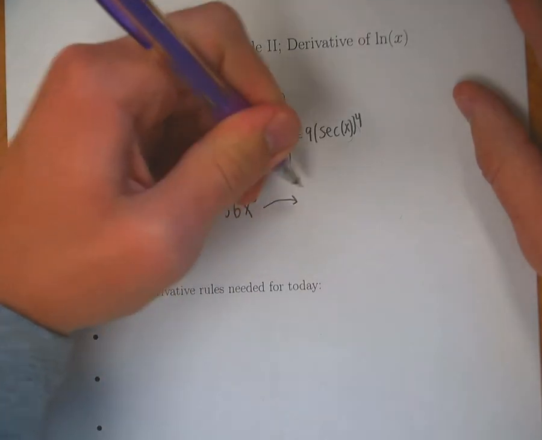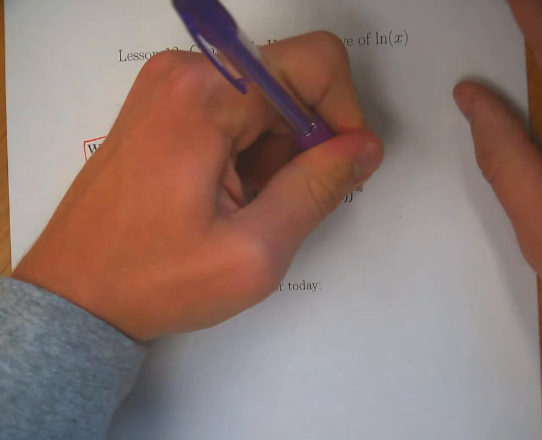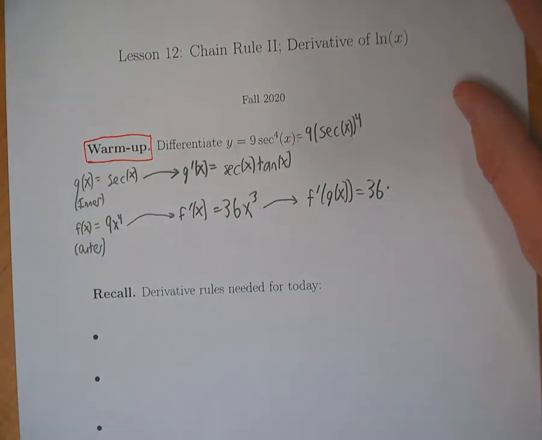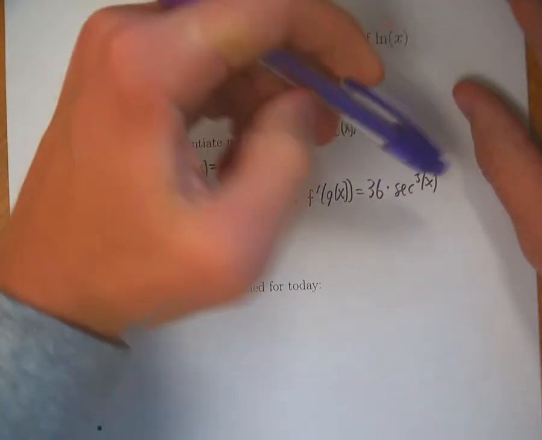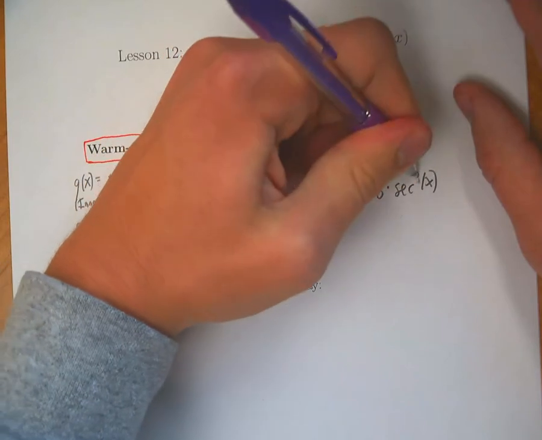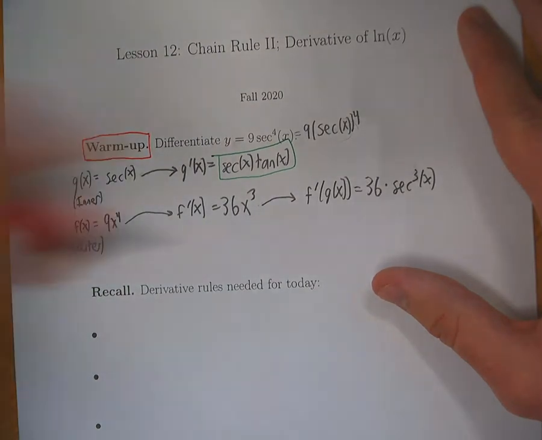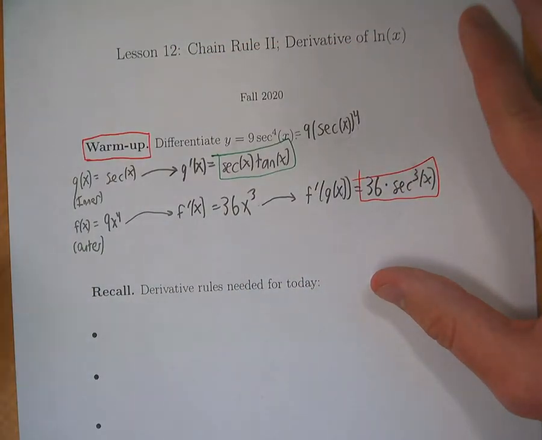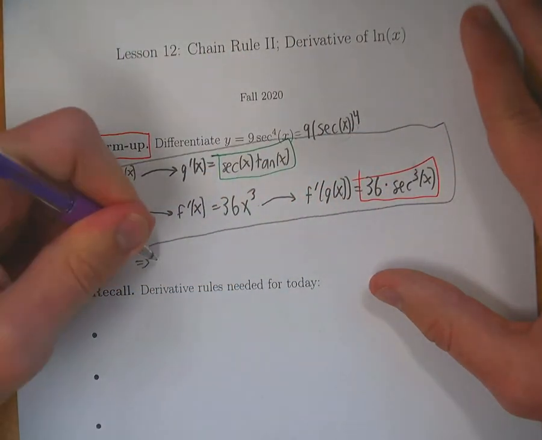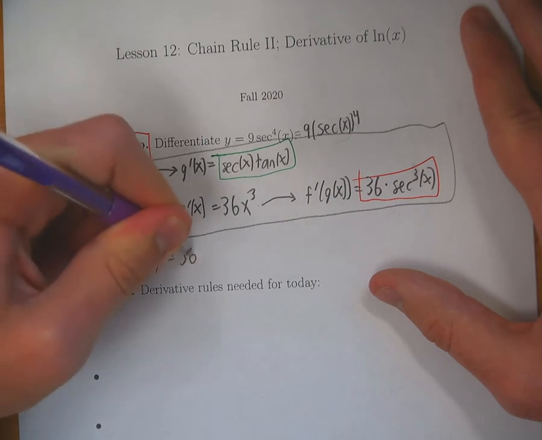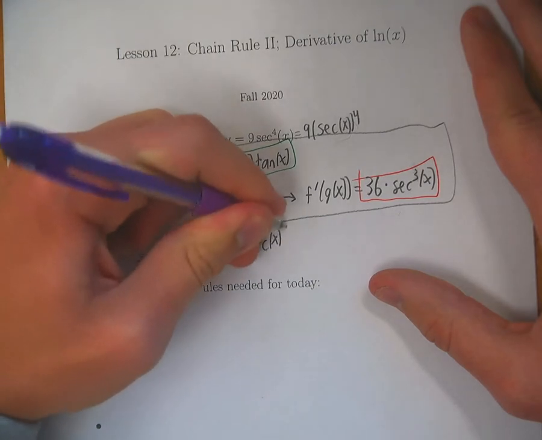And so as a result, f prime of g of x becomes what? 36 times what? Secant cubed of x, good. So if we multiply these two things together, the red and green parts, because those are what we need for the chain rule, that tells us that y prime becomes 36 times secant cubed of x times secant of x times tangent of x.